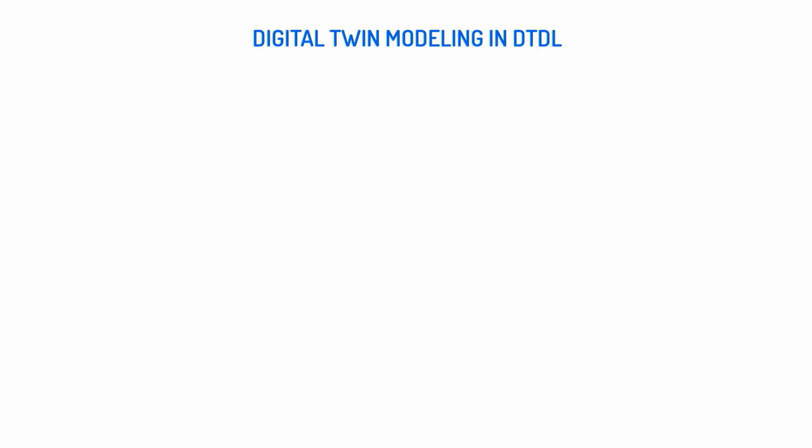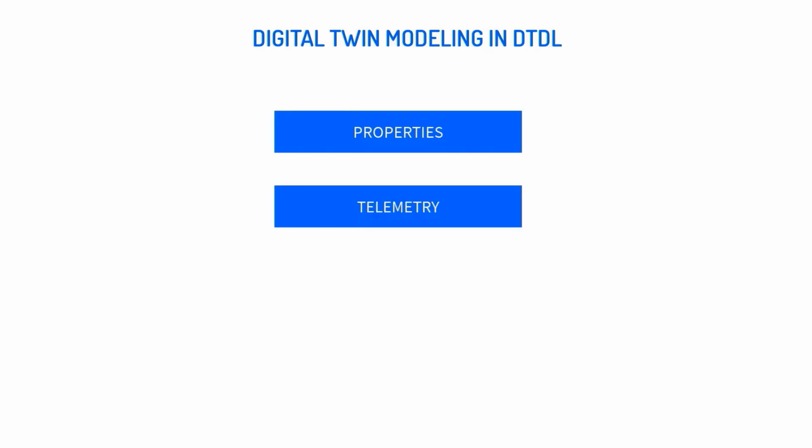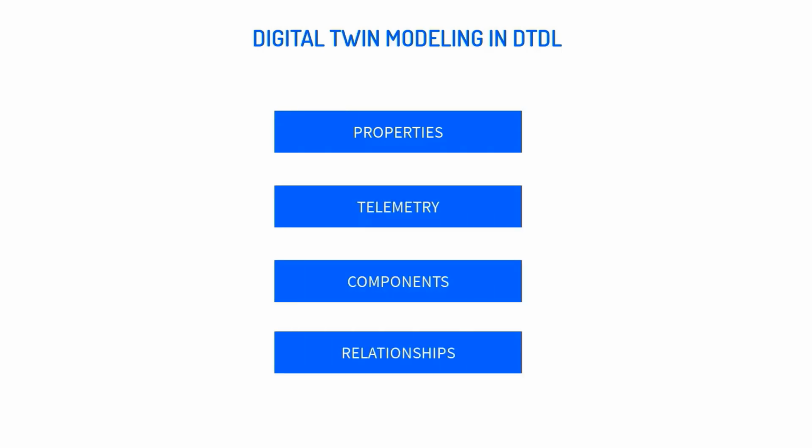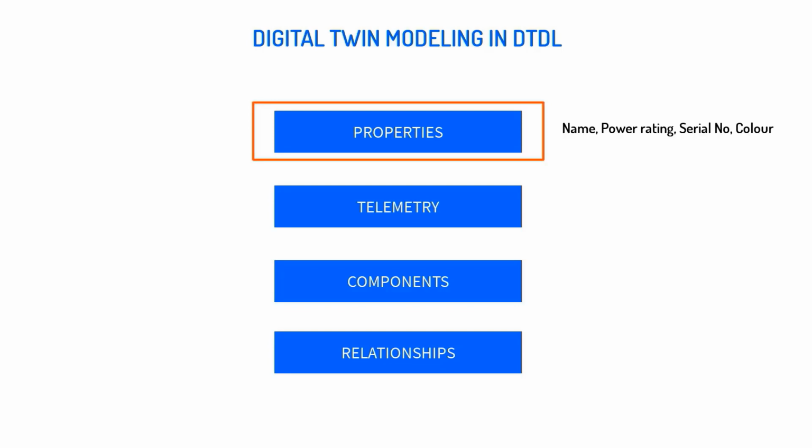Now, in DTDL, a digital twin model is composed of 4 key elements: properties, telemetry, components, and relationships, whereby a property represents the state of that physical entity. Using our compressor example, a property could be its name, its power rating, its serial number, and its color. Properties of a model require a storage mechanism that will retain the data permanently and allow for it to be updated as required.